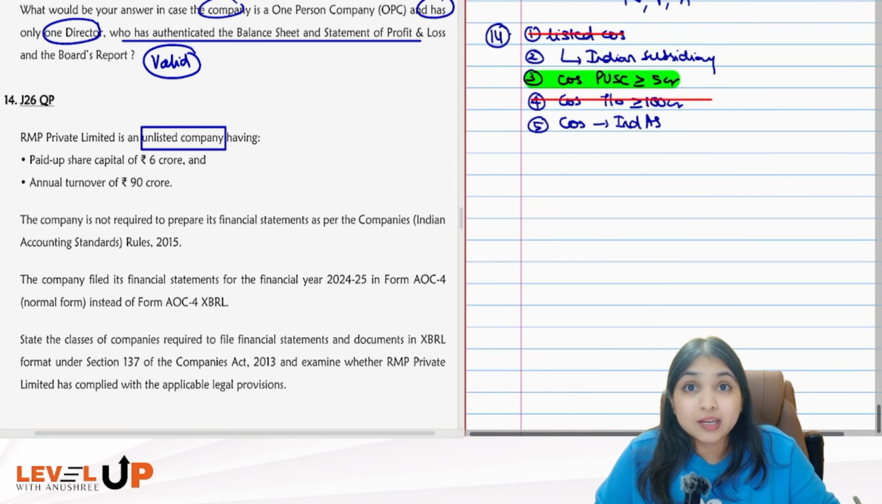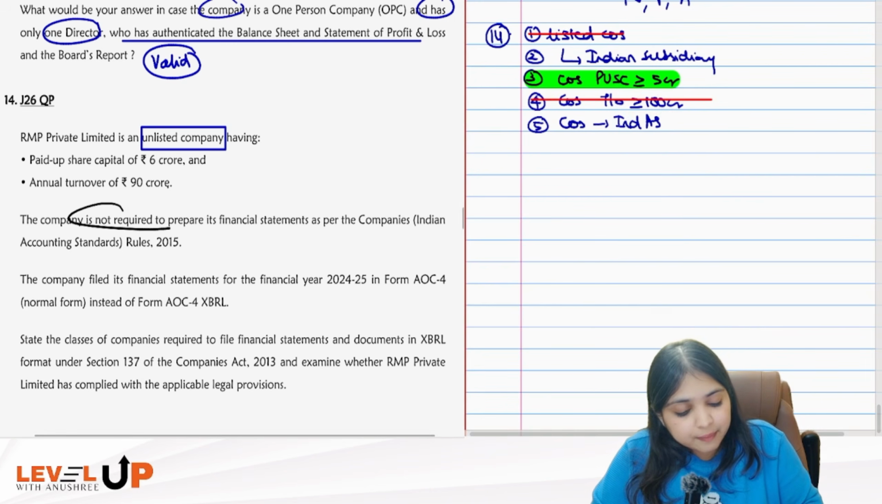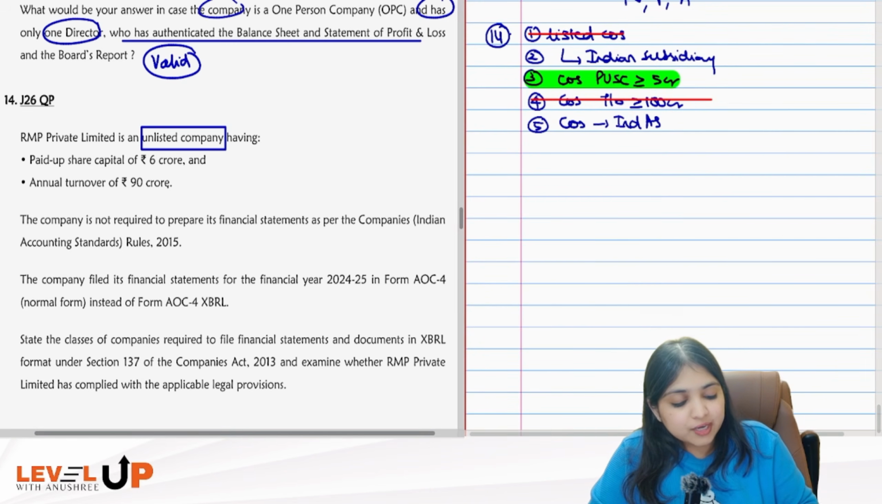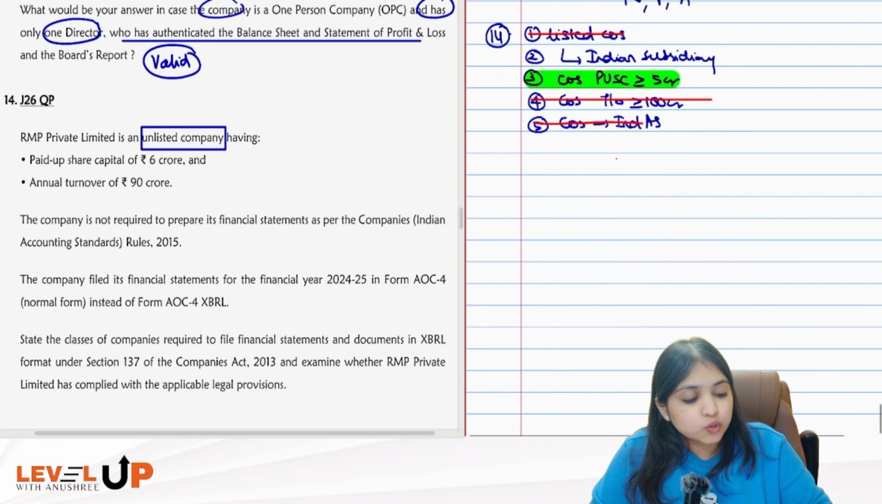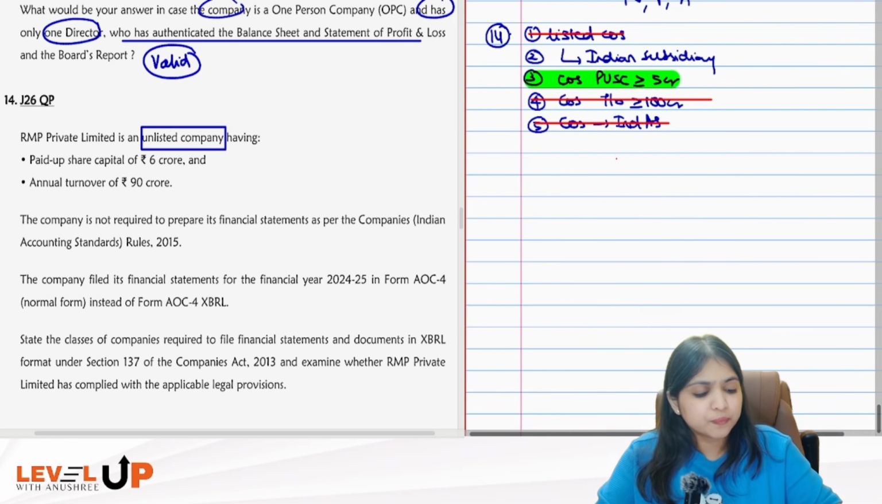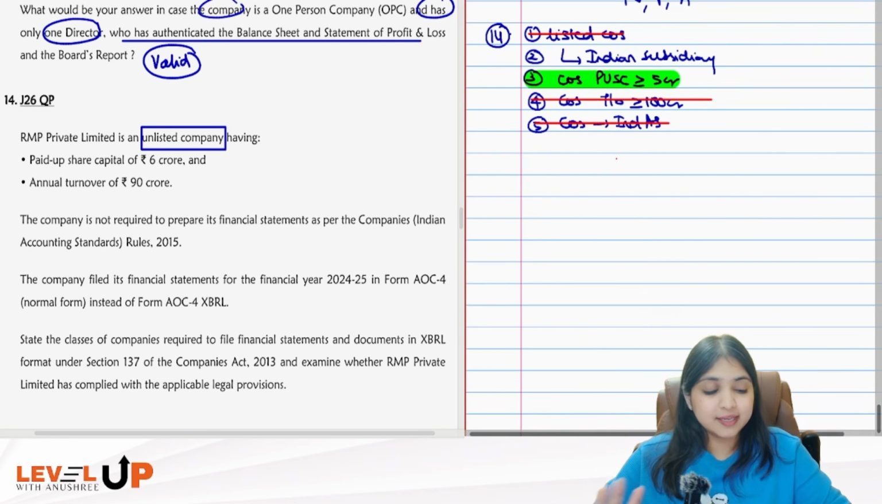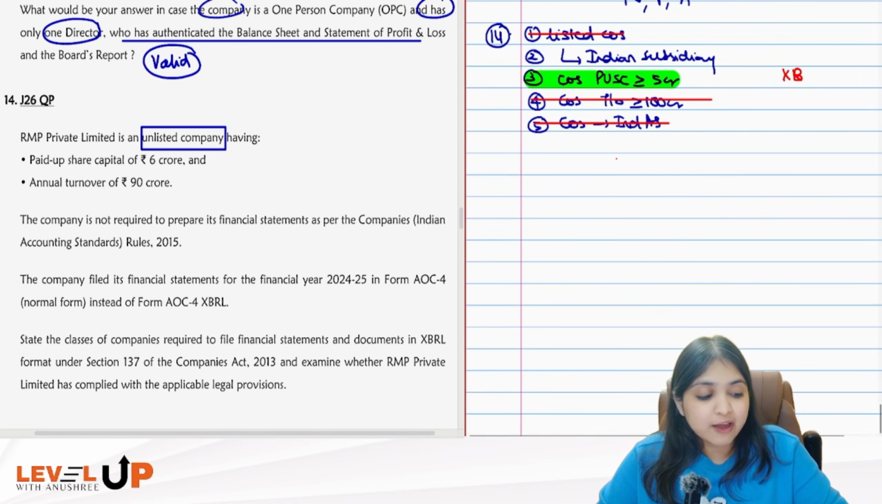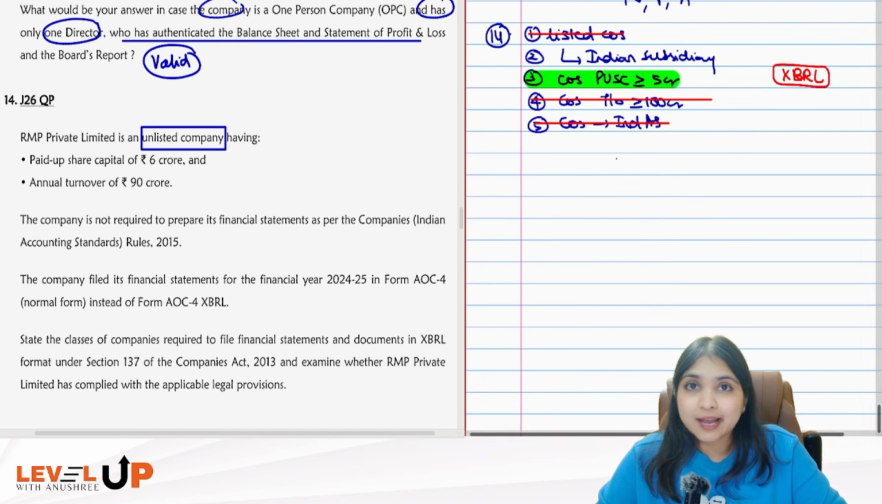So the company is not coming under the 4th bucket. Then the company is not required to prepare financials as per Ind AS. So the company is not coming under the 5th bucket also. But it's okay, any one bucket is enough. Yes, the company is coming under the 3rd bucket. So therefore for this company, the financials have to be filed using XBRL taxonomy only.